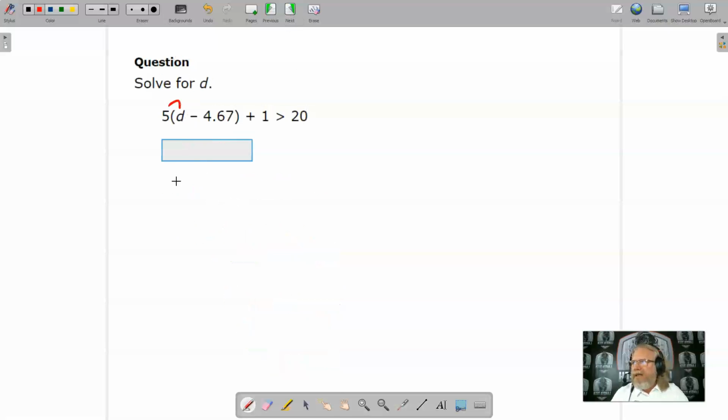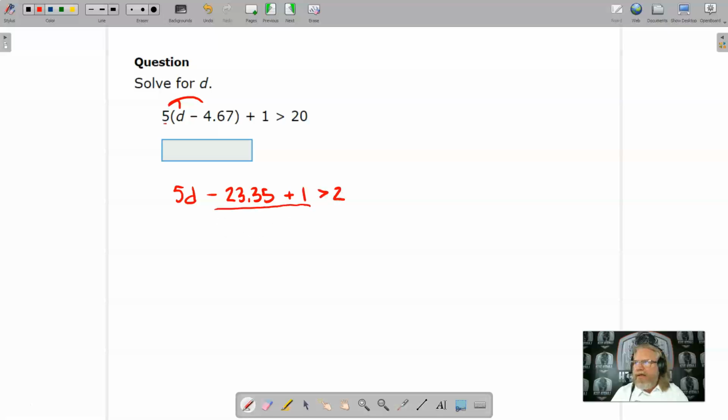So let's do 5 times d is 5d. And lovely, we got some decimals here, so I'm going to use the calculator for that again. That's going to be a negative number, right? Positive times negative. So I'm going to have 5 times 4.67, and that's going to give me 23.35. And then I'm going to add to that plus 1 is greater than 20.